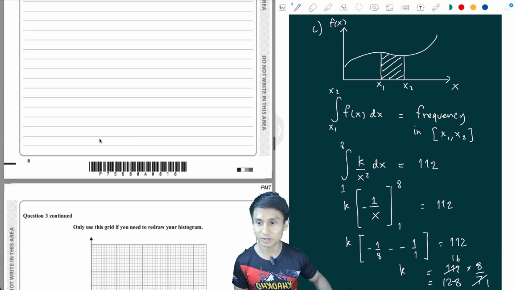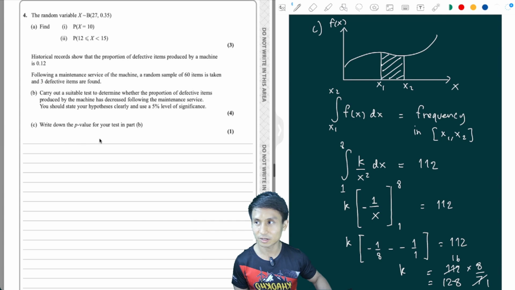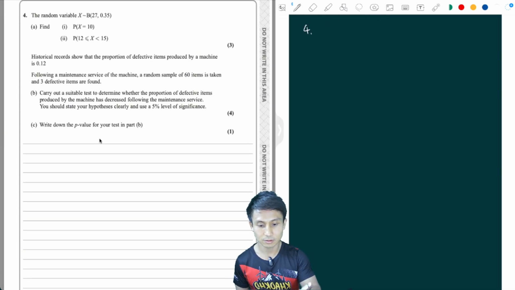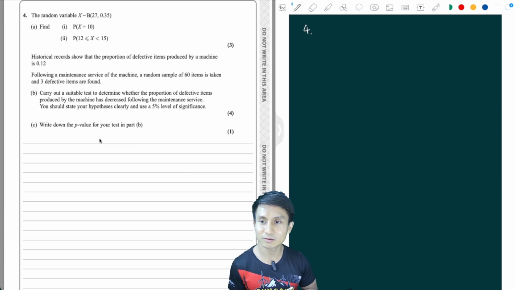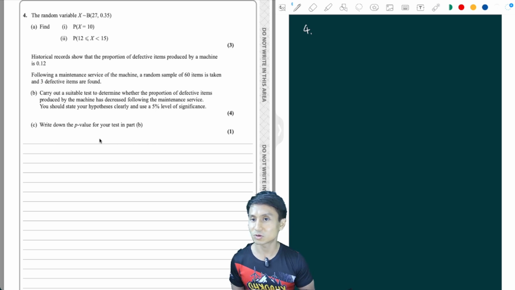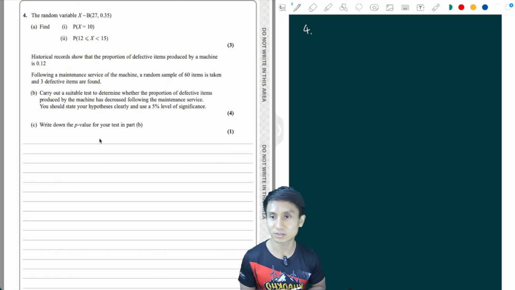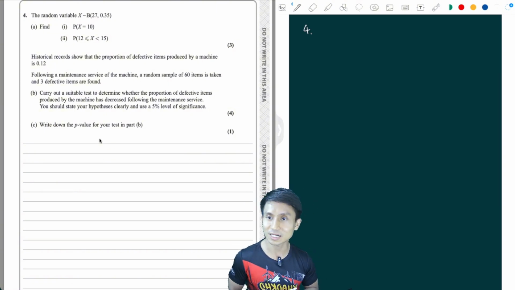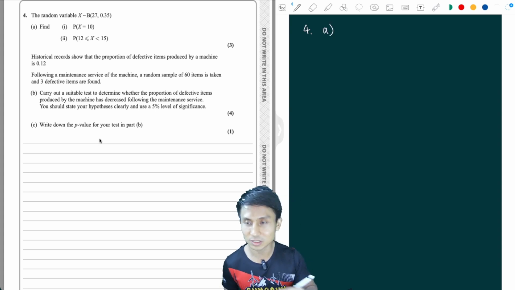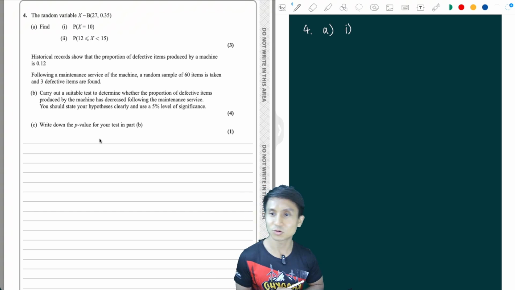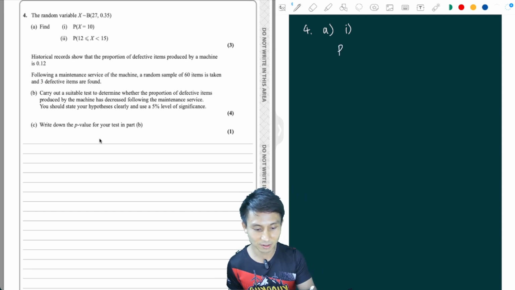That's done. So we're going to move to question 4 here. The random variable X follows a binomial distribution, which is a discrete distribution, with 27 and 0.35. So that's telling you the number of trials is 27 and the probability of success is 0.35. We want to find P(X = 10) for question A, part i.